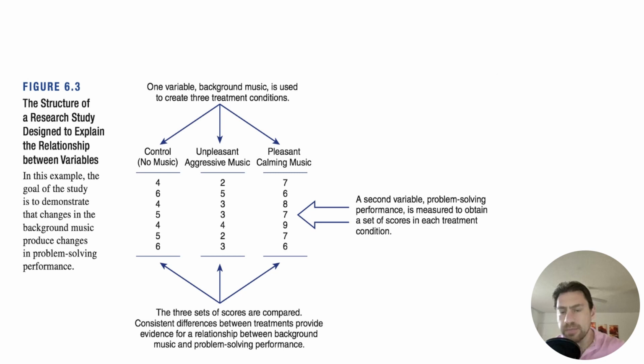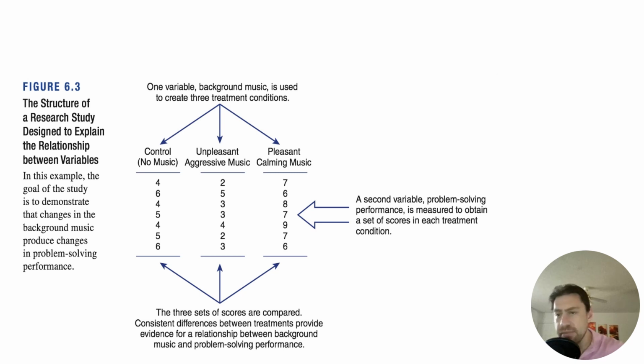So let's consider this hypothetical data set. And I used a similar example earlier. But here, the researchers are testing the effects of music on problem solving. So people are given various problems to solve while listening to different kinds of music. And so in this study, we have two variables. One is problem solving, which is what is being measured, and those are the numbers plotted in the three columns.